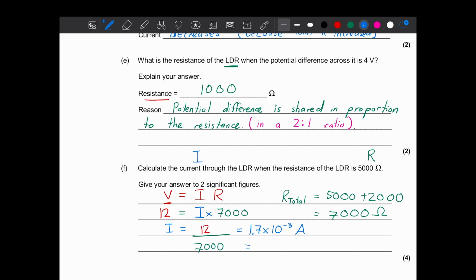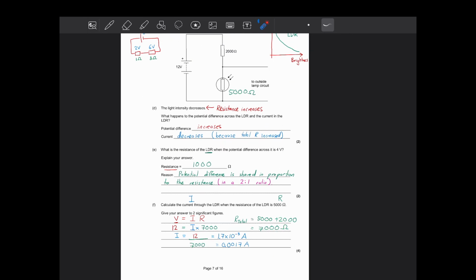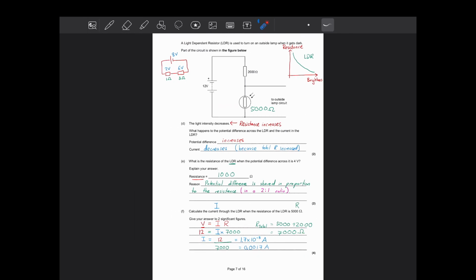If you ended up writing 0.0017 amps, that's absolutely fine. All it says is give your answer to two significant figures, and both of these answers here are to two significant figures. That was quite a tricky question on potential dividers. Doesn't come up very often, you'll be happy to know, but I do think the general principles are quite useful because it teaches you about how potential difference is shared in between resistors in a series circuit.